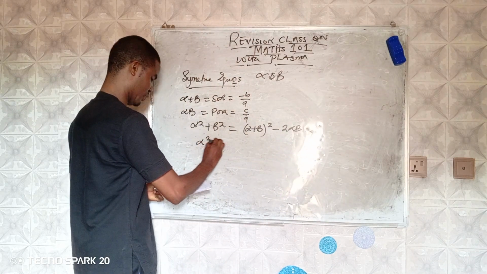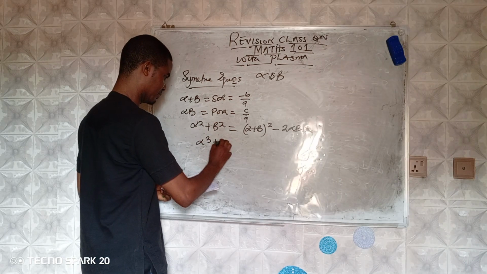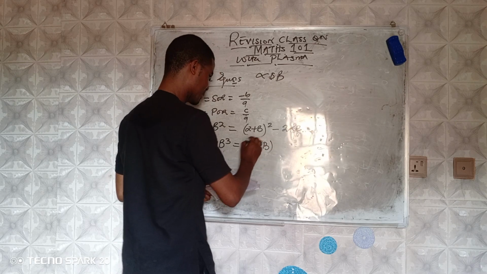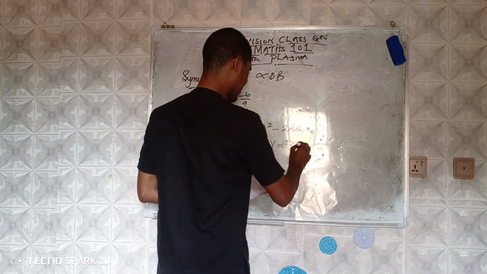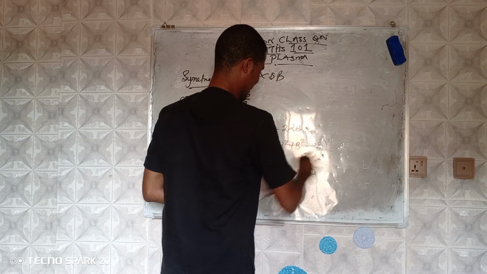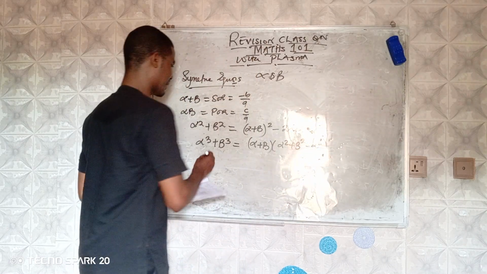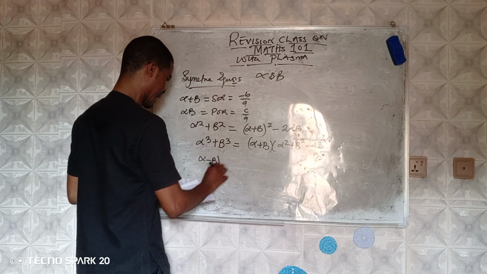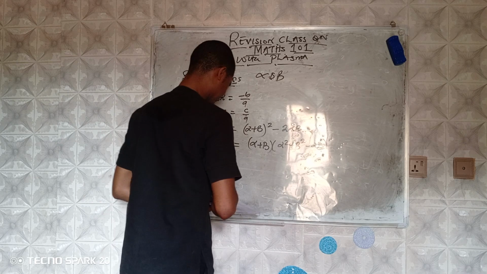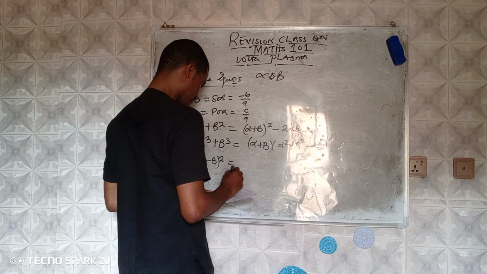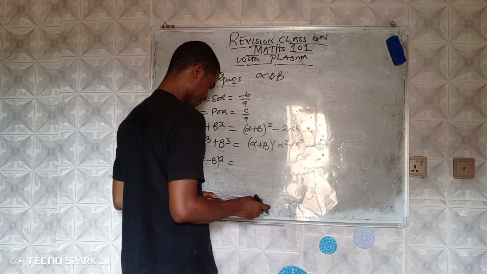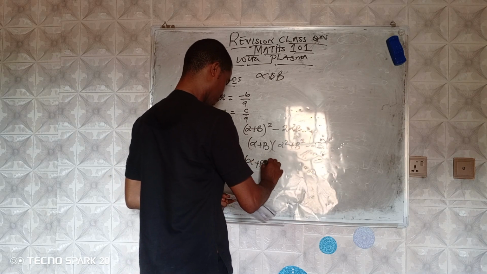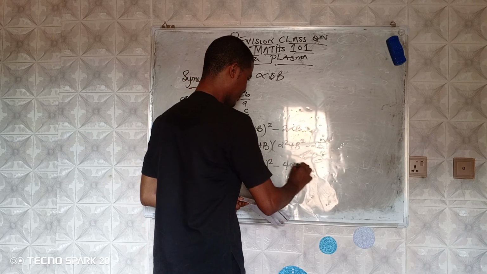Also, we have alpha cubed plus beta cubed, which is going to give me alpha plus beta into alpha squared plus beta squared minus alpha beta. And the last one I will present here is alpha minus beta all squared. This will produce alpha plus beta all squared minus 4 alpha beta.